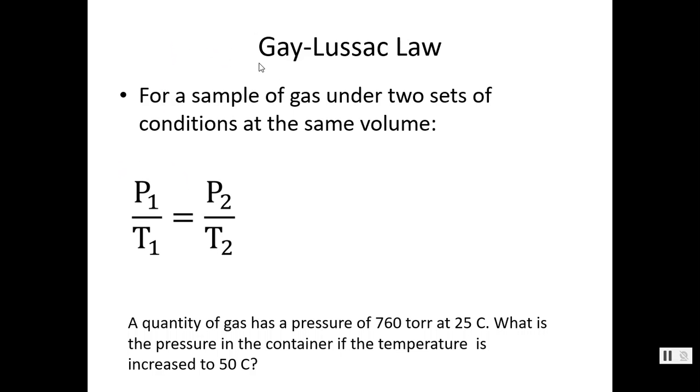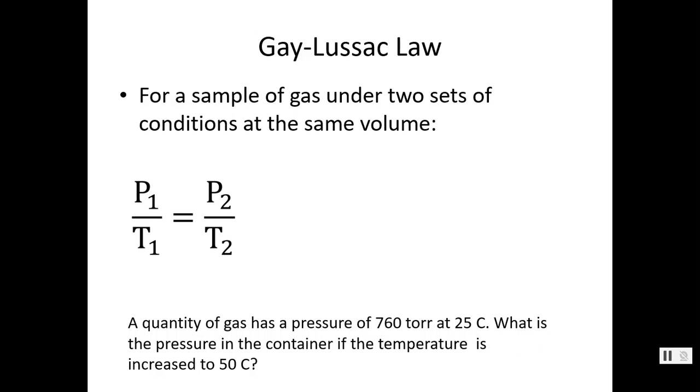So for Gay-Lussac's law, pressure and temperature are directly proportional. So that means P1 over T1 is equal to P2 over T2. To do problem solving using this individual gas law, you'd attack them in this way. Let's say we had a quantity of gas with a particular pressure at a particular temperature, remembering that we still need to convert our temperatures to Kelvin.